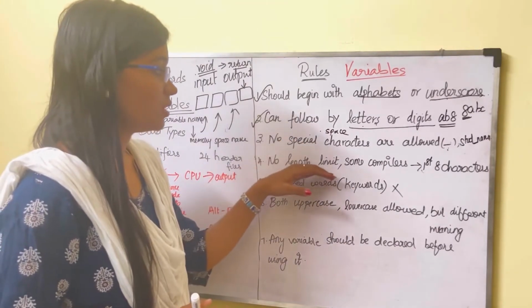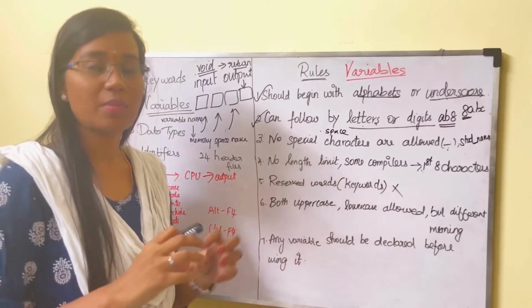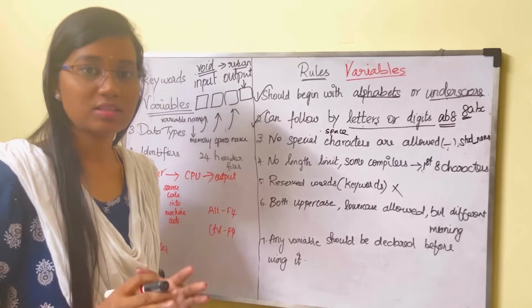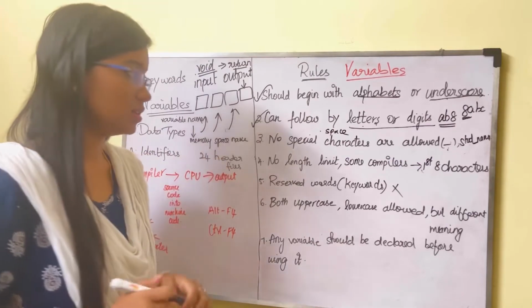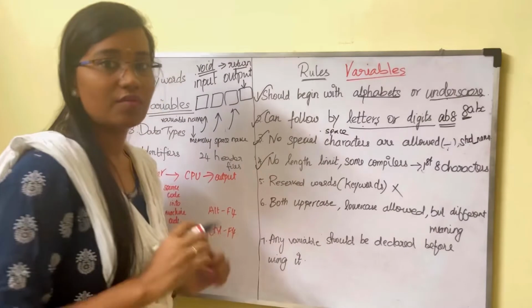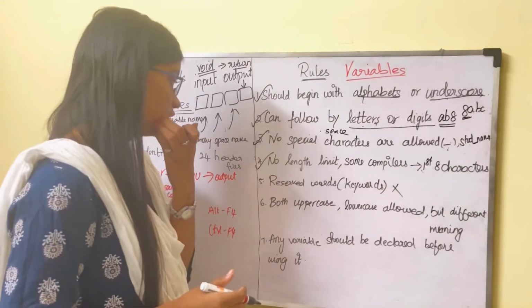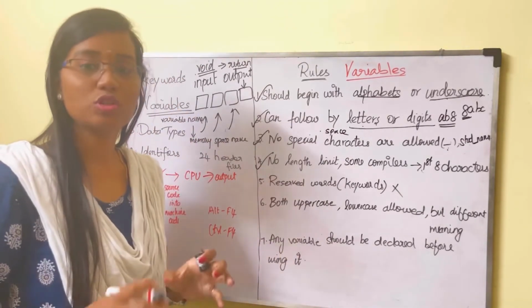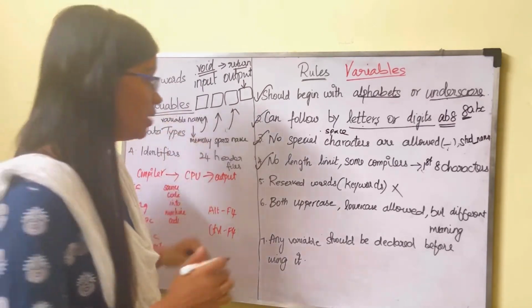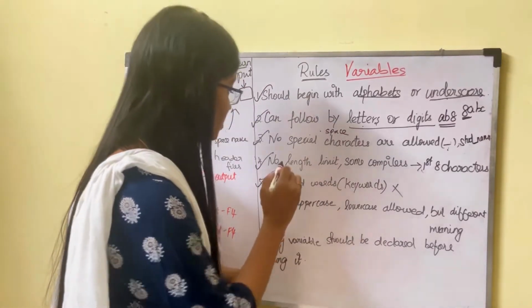Regarding length, there is no limit for the length of the memory space name, but some compilers will accept only the first 8 characters. So there is no length limit for the variable name. Actually, to say it easily, we use the term memory space name. The actual word is variables. And reserved words are not allowed.